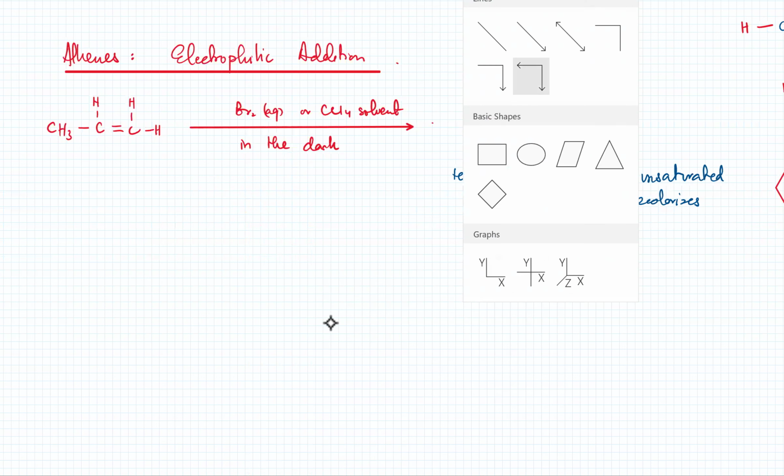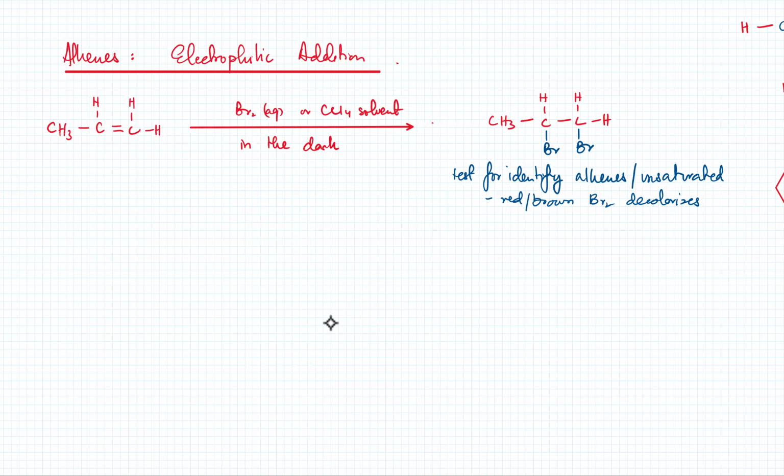I said the next reaction. What was the next reaction? There was a reaction known as hydration, where you had water reacting in the form of steam. The temperature for the reaction was 300 degrees centigrade, and there was 60 atmosphere pressure. There was an acid catalyst, so you had phosphoric acid catalyst.